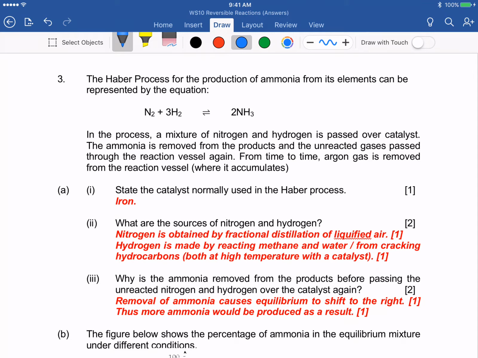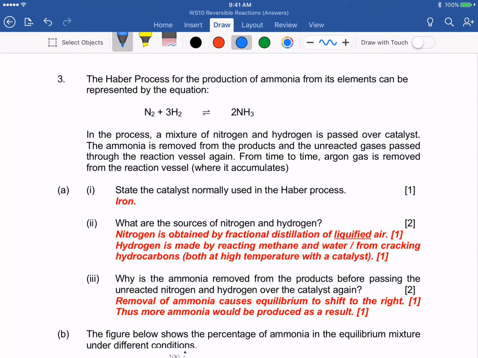What are the sources of nitrogen and hydrogen? Nitrogen is obtained by fractional distillation of liquefied air because nitrogen comprises of 70% of our atmosphere. Then hydrogen is made by firstly reacting methane with water or from cracking hydrocarbons. The second part, we'll look at it in organic chemistry. You'll see that it is a side product from cracking.